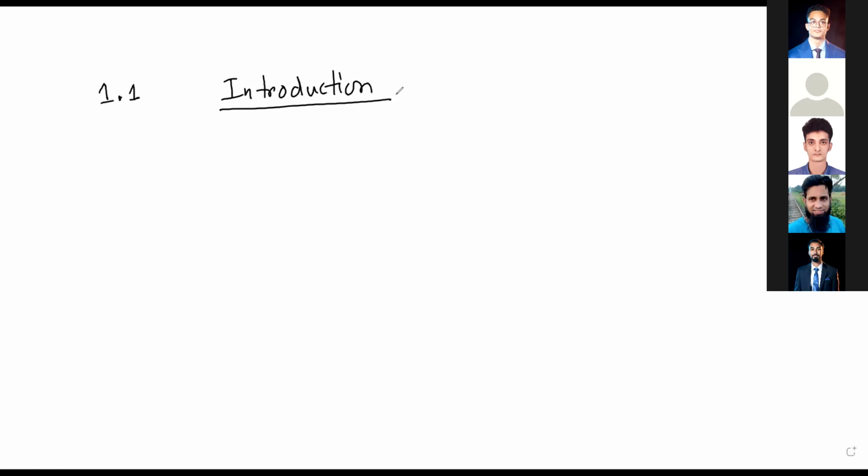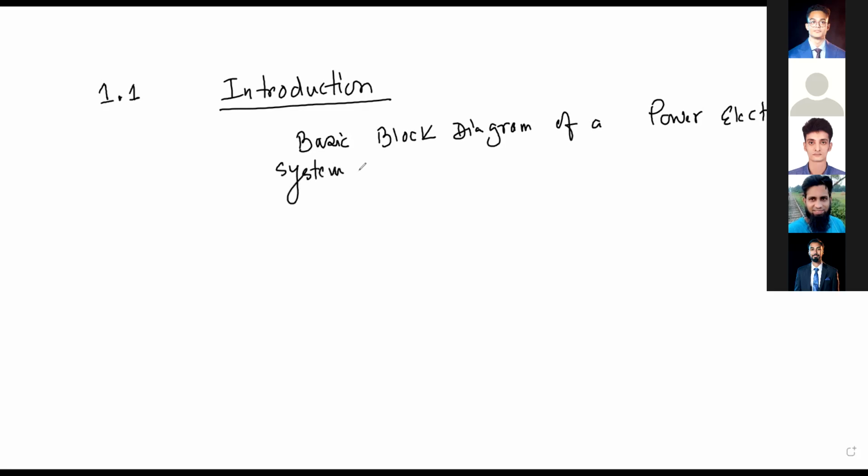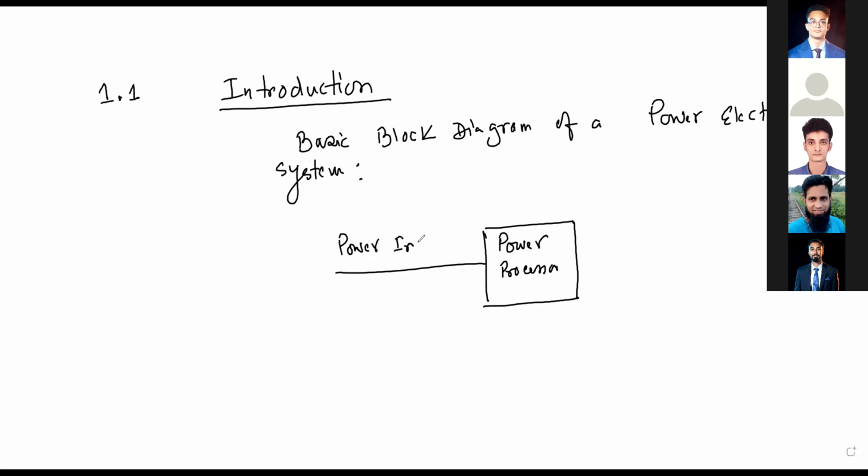Okay, I am now drawing a basic block diagram of a power electronic system. The main component of power electronics is the power processor, and we shall study this part. The power input will be here, with the input current and input voltage. Usually, we shall take this voltage from the utility. Then there will be the power output.